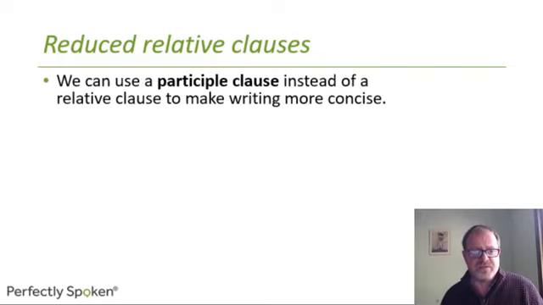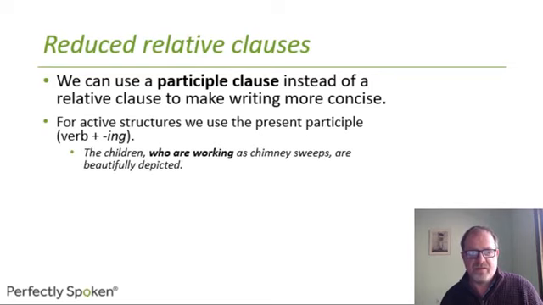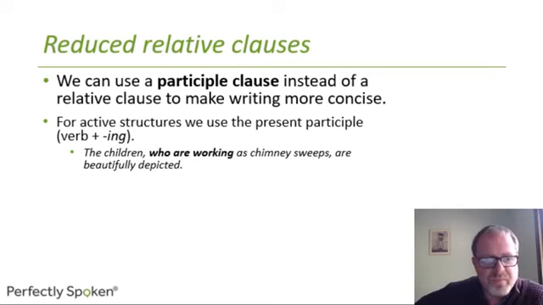We can use a participle clause instead of a relative clause to make writing more concise. If it's an active sentence, where you have a subject, a verb, etc., we use the present participle. So we use the verb plus ing. Here's an example. So here's the full relative clause separated by the commas. The children who are working as chimney sweeps are beautifully depicted.